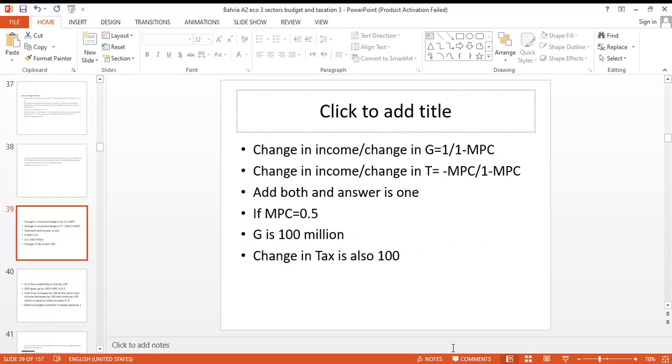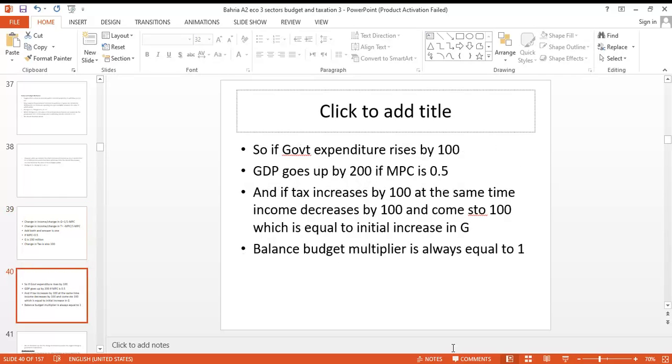Change in income divided by change in tax. Government is also changing the tax. The tax also goes up by 100 million. Okay, the tax also goes up by the same amount, and the MPC is 0.5. Okay, now plug that information. Change in income again will be x. Tax goes up by 100.